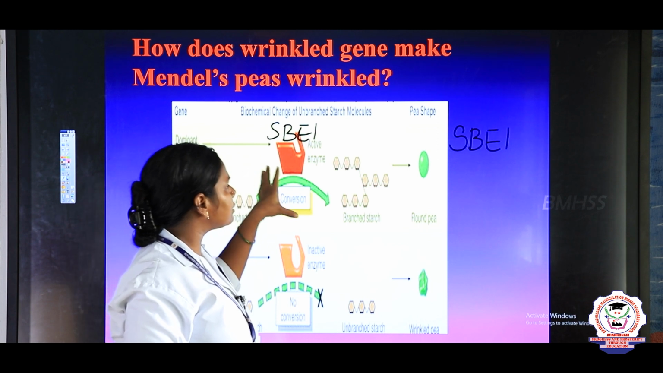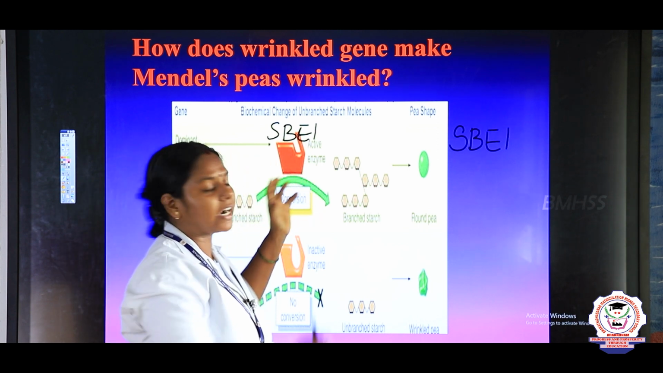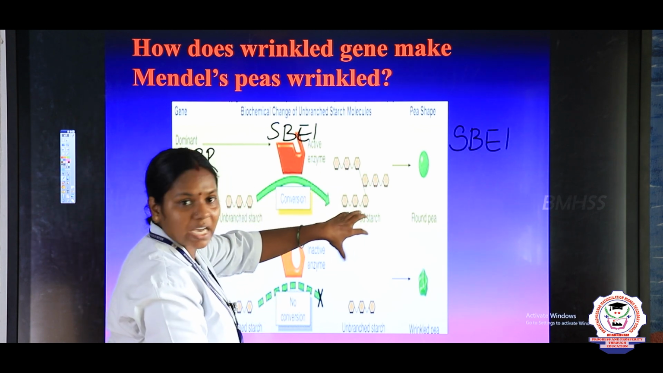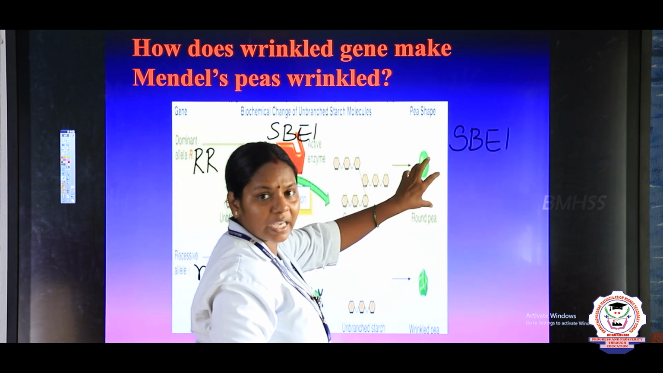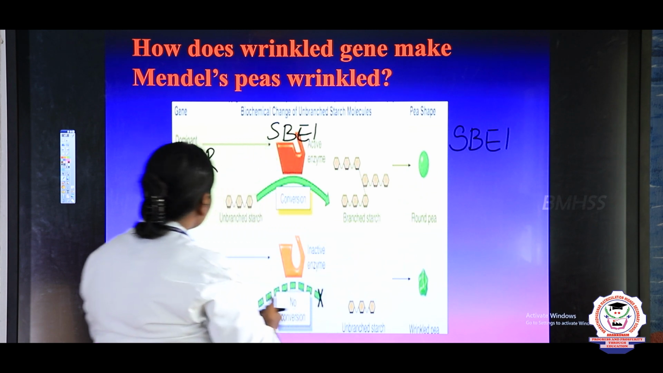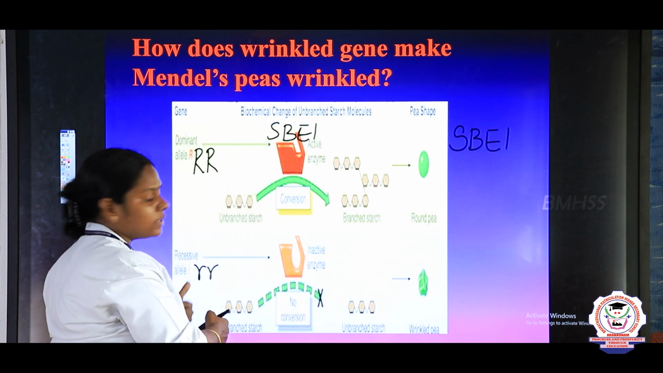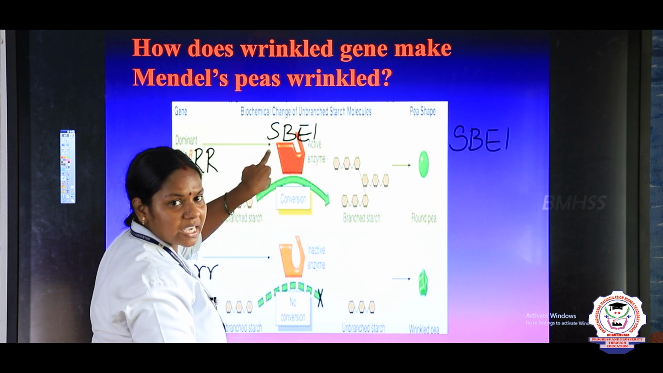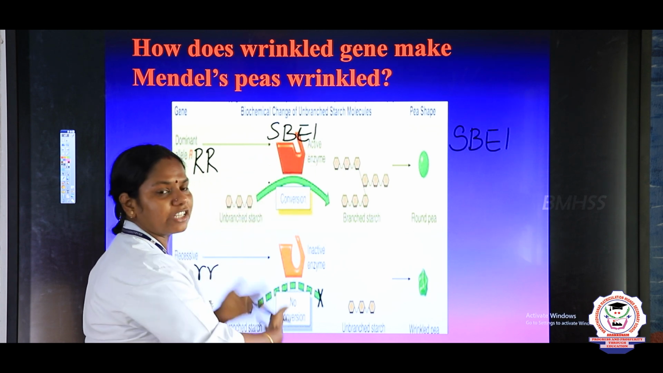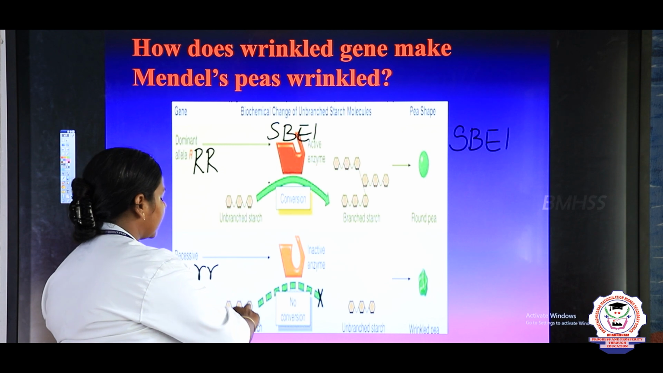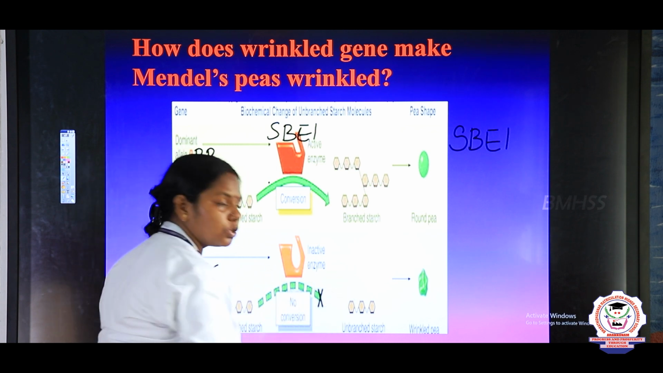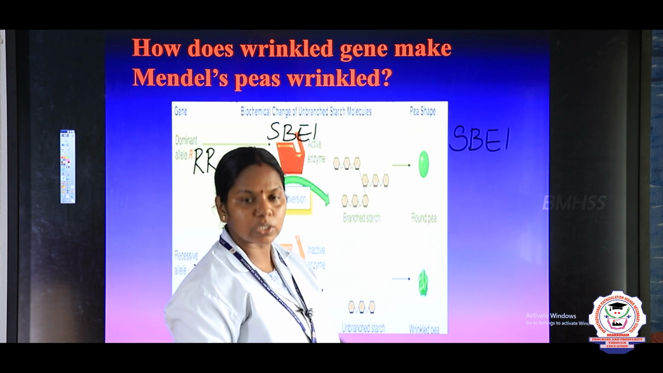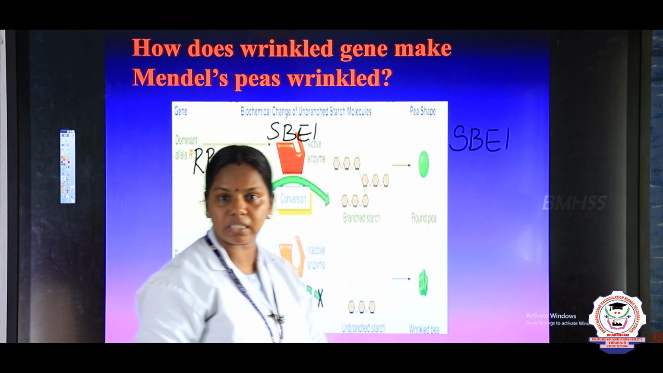So this SBEI, starch branching enzyme, is present only in the dominant plant, that is, the wild type. So only these plants are capable of converting the unbranched starch into branched starch. This makes the seeds round. And the plant which is recessive does not possess this SBEI gene. So it lost its capacity to convert the unbranched starch into branched starch. Thus, the seeds are wrinkled. So this is the reason behind the wrinkled seeds.